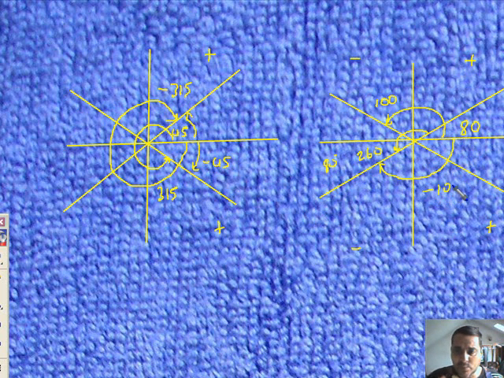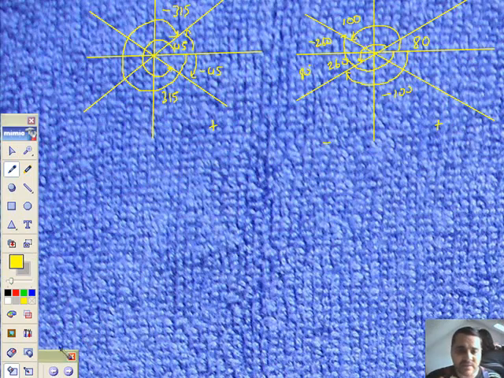So that's going to be your minus 100, and your minus 260 is going to be in this direction here. So if I come all the way around here, I'll go 90, 180, plus that 80 there. 180 plus 80 would be the minus 260 degrees. So there's my four solutions: 100, minus 100, minus 260, and 260.